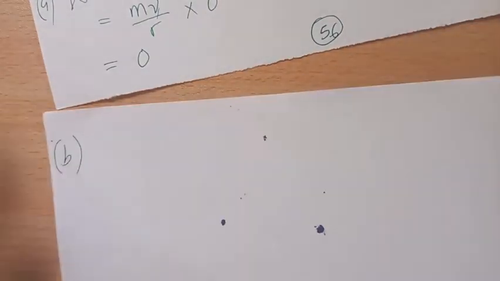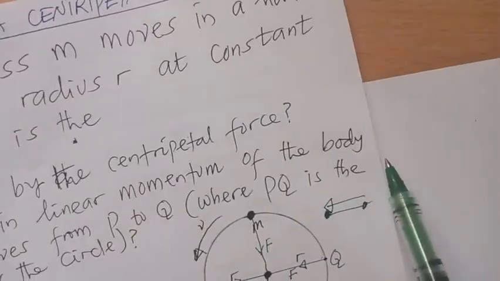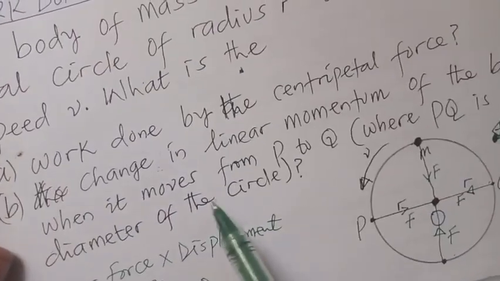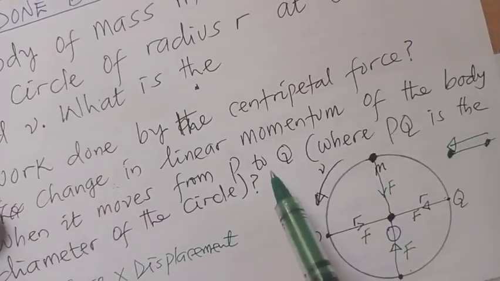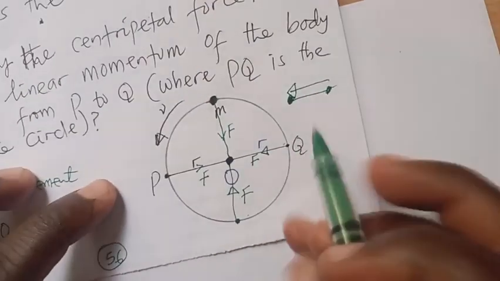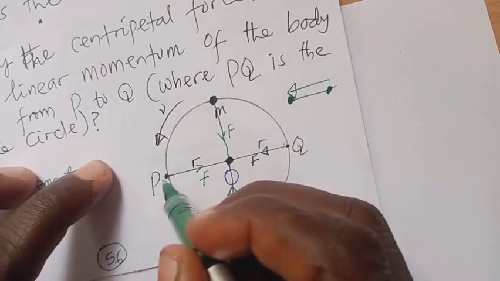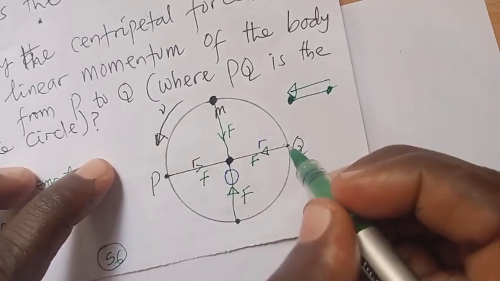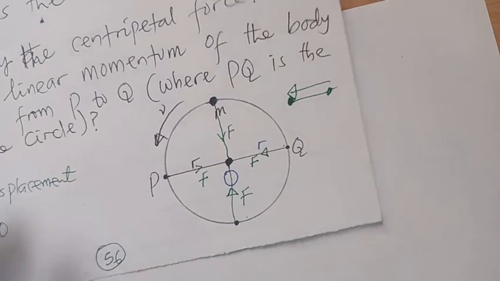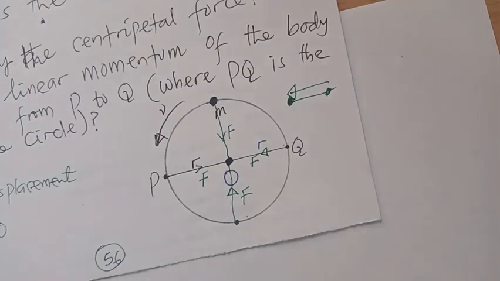Okay, B says that we should get the change in linear momentum of the body when it moves from P to Q, where PQ is the diameter of the circle. Look at the diagram here. Here is P, and here is Q.